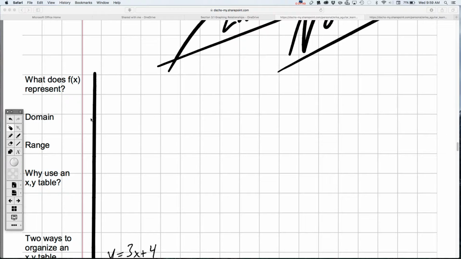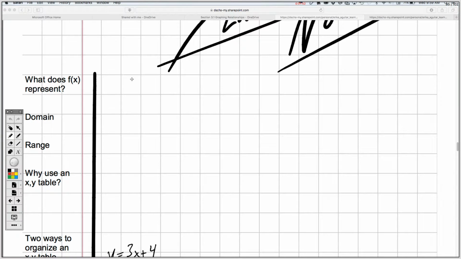So f of x, on those problems, from the last one, it was negative 2x plus what? 2? So instead of writing y equals negative 2x plus 2, all I would do is say f of x equals negative 2x plus 2. So this f of x is the same thing as y.